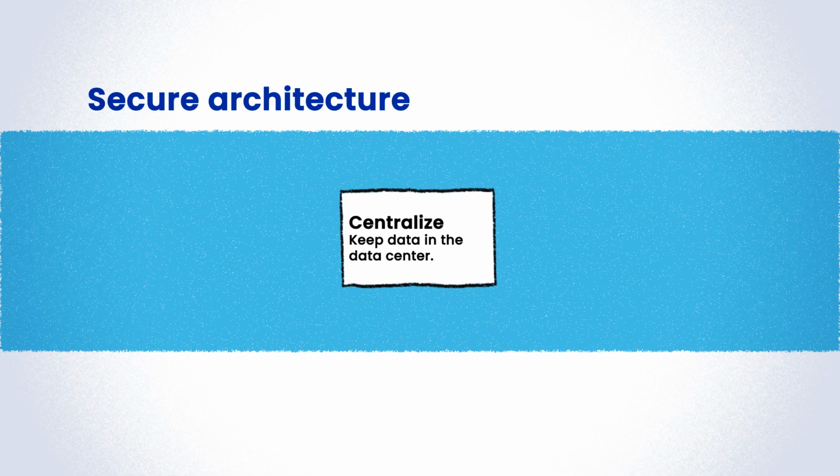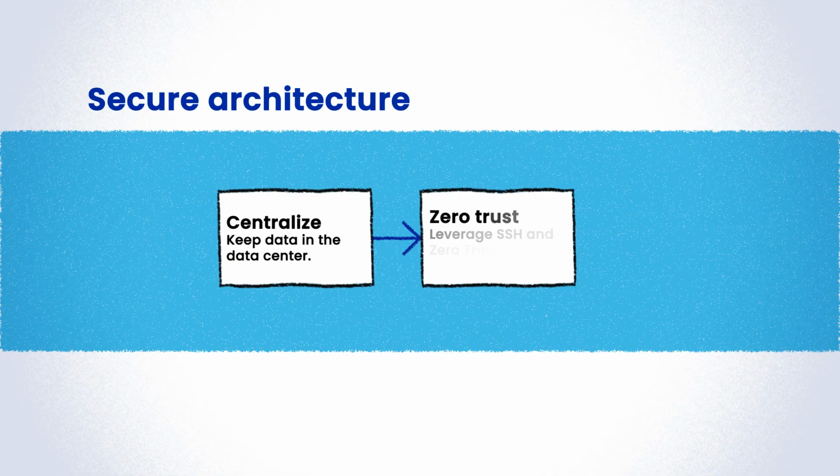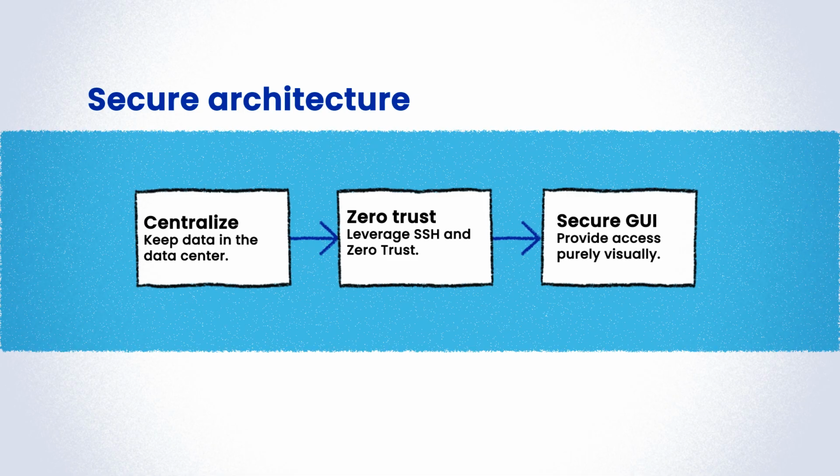First, ThinLinc keeps all your data and compute tightly centralized right in the data center. Nothing lives on the remote device. Second, it leverages Secure Shell, or SSH, alongside some strict zero-trust principles. And finally, it provides secure GUI access purely visually. Only pixels cross the wire, never your actual sensitive data.